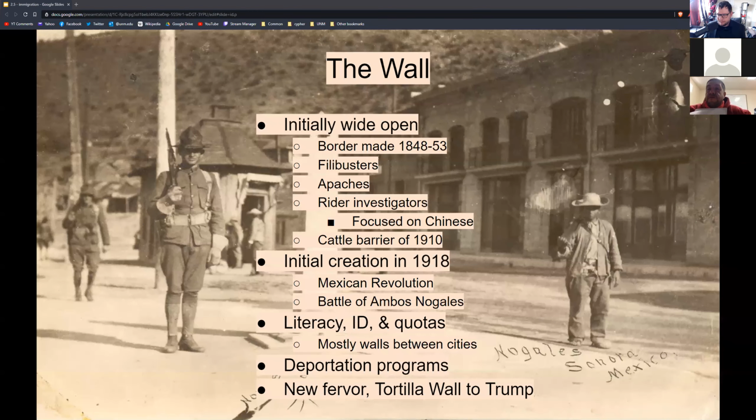And then there's a period of relative peace there, except the US started trying to stop Chinese people who were skirting the ban by going across the Mexican border, which was relatively unenforced. And so in the early 20th century, these Chinese riders, as they were called, formed the basis of the Border Patrol.